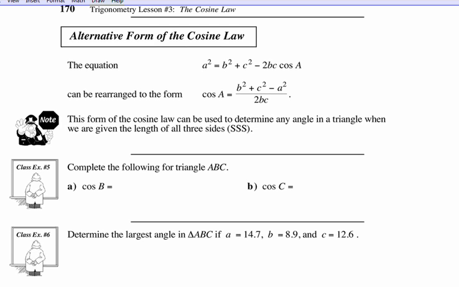Well, we just look at the order. If I was looking for cos A, it's the other two added together minus the side opposite of our given angle. So if I was looking for cos B, it would be A squared plus C squared minus B squared, and then divided by 2 times the same two that you multiplied together in the beginning, so it would be 2AC. In this case, if we're looking for C, it would be A squared plus B squared minus C squared all over 2AB. Okay? So you have to know how to change the formula to work for your given triangle.